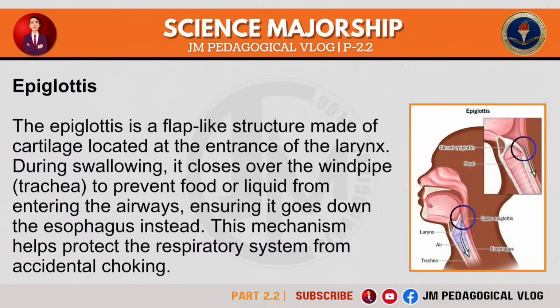The epiglottis is a flap-like structure made of cartilage located at the entrance of the larynx. During swallowing, it closes over the windpipe, trachea, to prevent food or liquid from entering the airways, ensuring it goes down the esophagus instead. This mechanism helps protect the respiratory system from accidental choking.